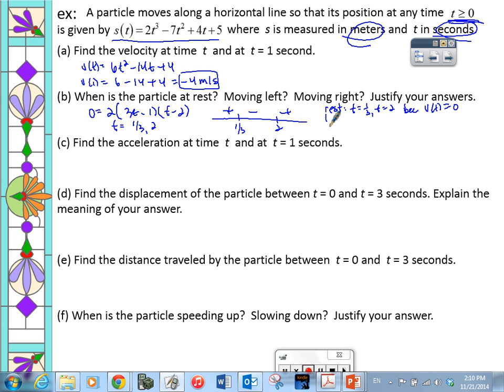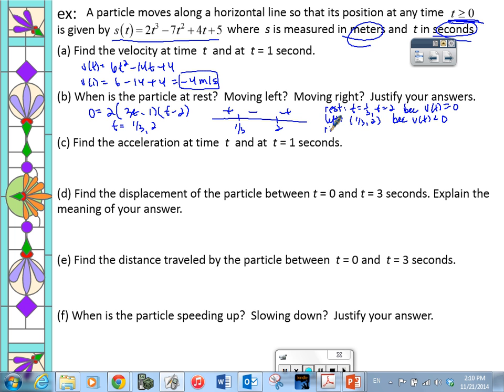All right, so let's do left. We're moving left when the velocity is negative. So that's from 1/3 to 2 because v of t is less than 0. Right, pretty straightforward, right? We're okay.